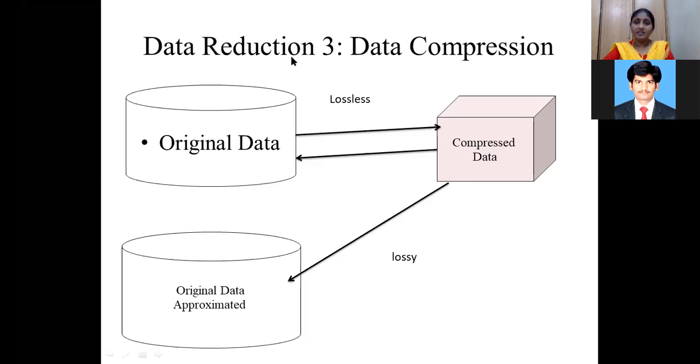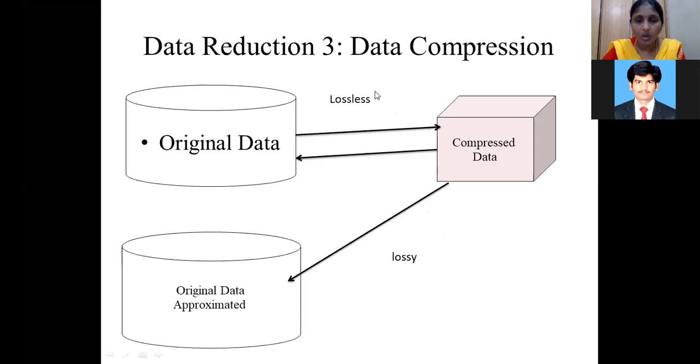In a data warehouse, we want to reduce the volume of the data to make analysis easier. Here we have two types of compression techniques: one is lossless compression and the other is lossy compression.